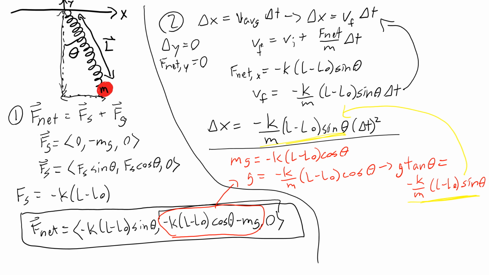And so now we can write down our delta x in the terms that we want: g tan theta times delta t squared. It looks much simpler, and we only have a few variables. And that is going to be our final answer. Thanks.